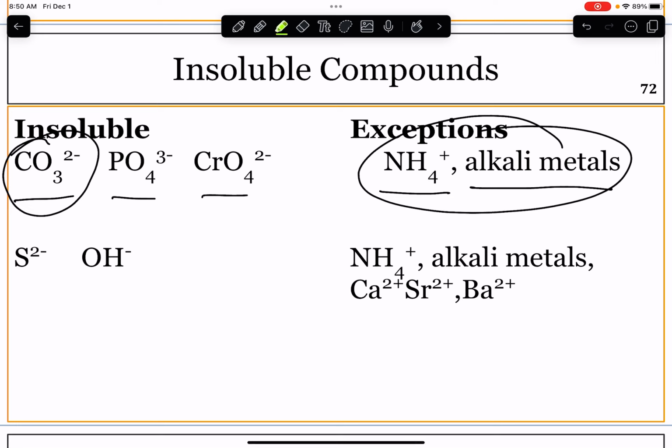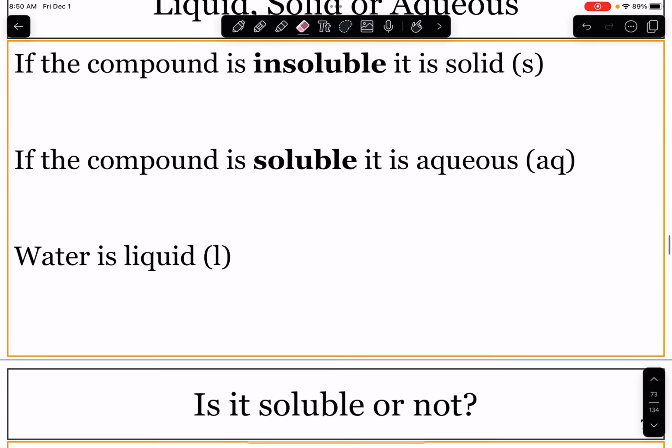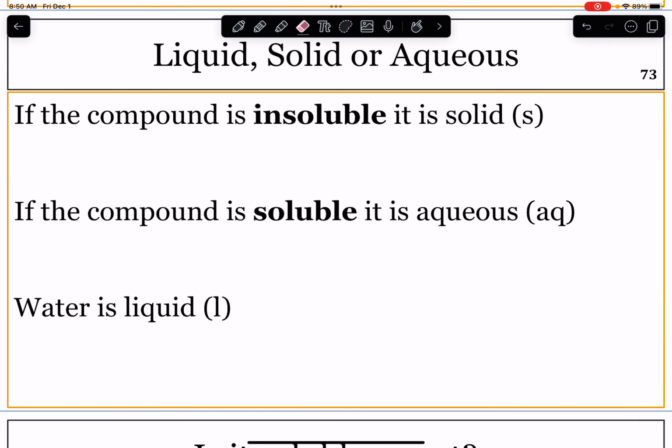So then we have the sulfide ion and the hydroxide ion. These two are usually insoluble, and our exceptions include the ammonium ion, as well as the alkali metals and calcium, strontium, and barium. So again, if the compound is insoluble, then it is solid, and we write a little S after it in the chemical reaction. And if the compound is soluble, then that means it is aqueous, and we write an AQ after it in the chemical reaction.